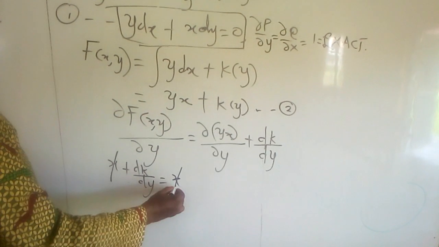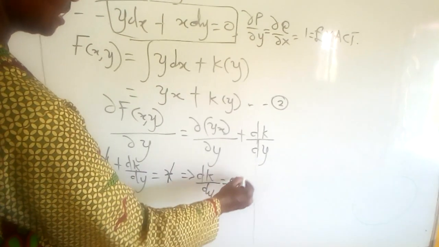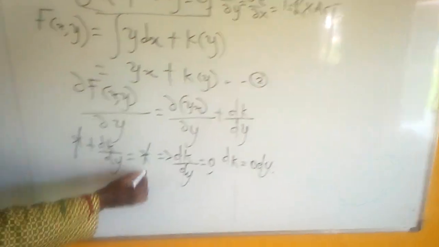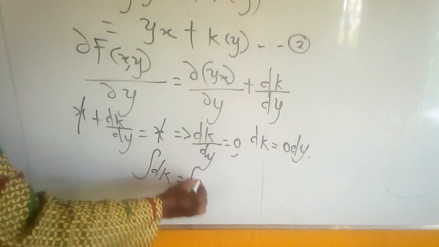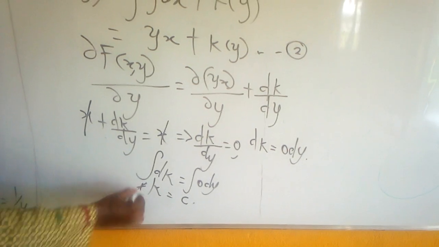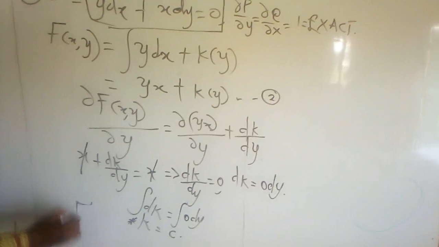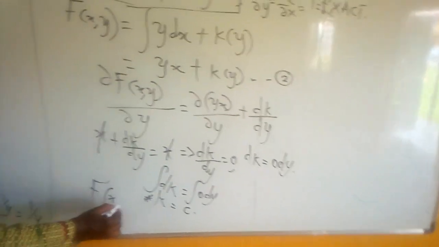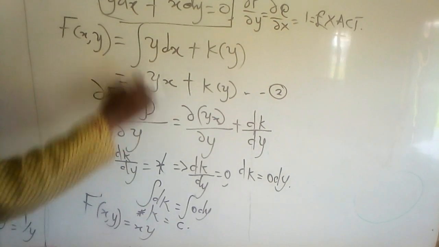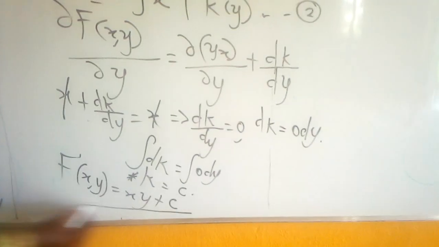So x cancels x to give us dk dy is equal to 0. When integrated, integral dk is equal to integral 0 dy. So k is equal to constant c. This c will be added to equation 2, so that finally the answer to the inexact equation will now give us xy, we are rearranging, plus k function of y, which is c. And this gives us the final answer.